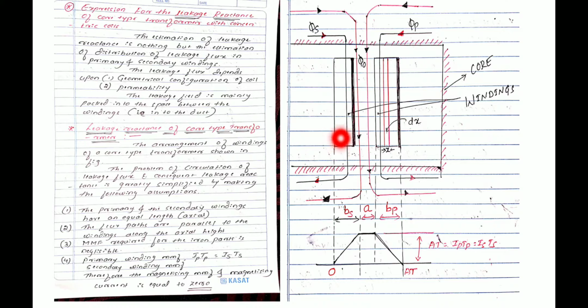So these flux paths are parallel to the windings along the axial height. That is the second point: the flux paths are parallel to the windings along the axial height, so height we have considered here. Third assumption: the MMF required for the iron part, which is nothing but the core section, is going to be considered negligible. Getting my point? This is the third assumption.